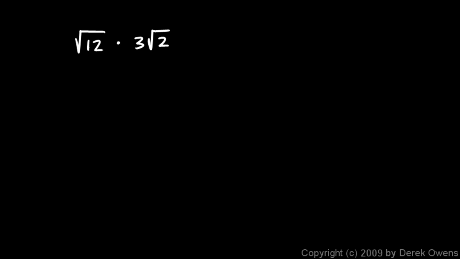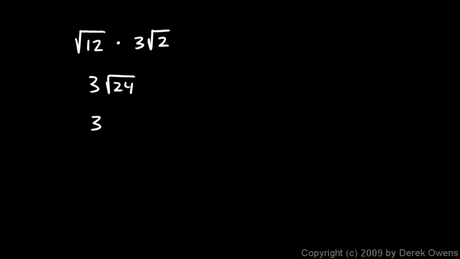Here's another example. The square root of 12 times 3 square root of 2. Well, the two radical pieces get multiplied together, and that gives me a 3 times the square root of 24. And the 24 can be factored. I could factor it as 12 times 2, but that doesn't really help.